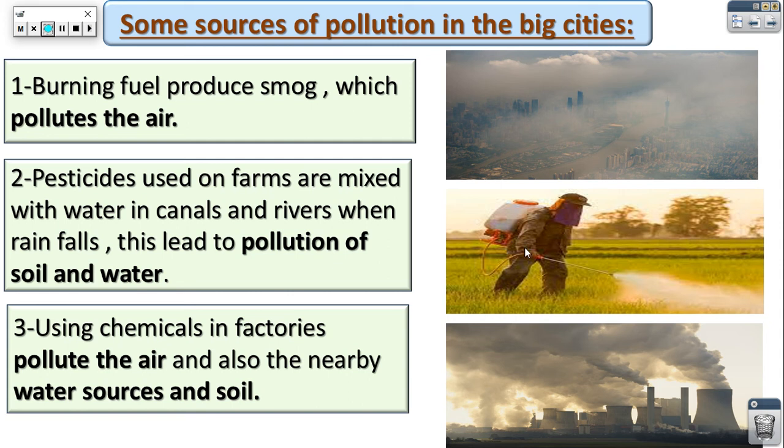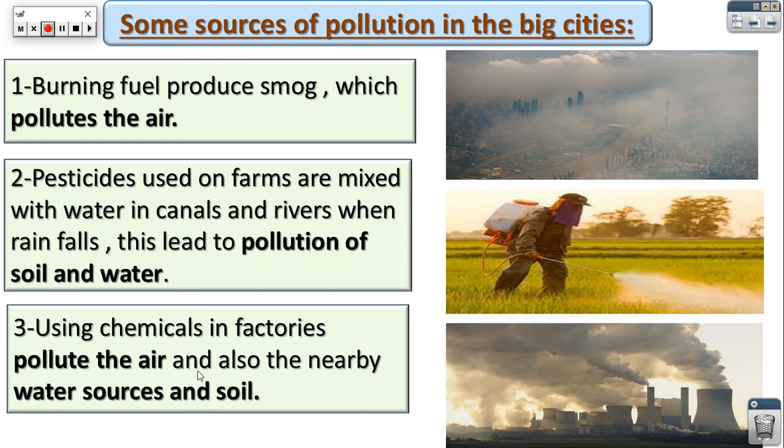In the past, the farmers used to pick up these harmful insects by using their hands, but now they're using pesticide to kill these insects which are harmful for the plants. This pesticide is very dangerous for the environment because it mixes with the water in canals and rivers, and it makes pollution to the soil and the water.